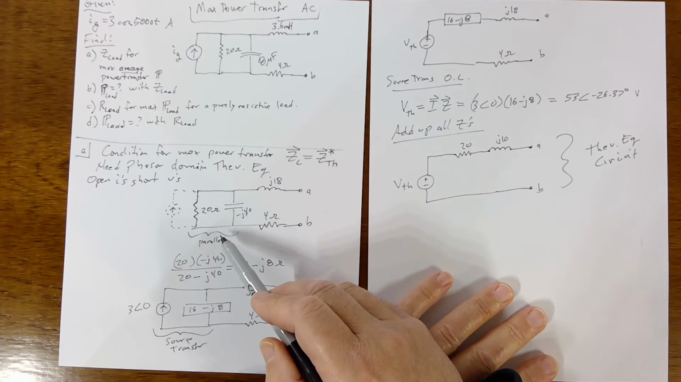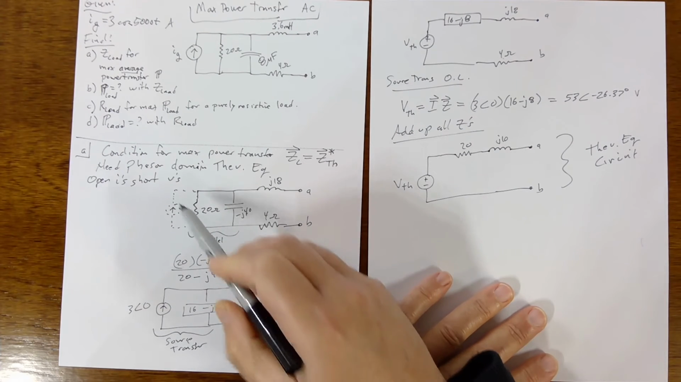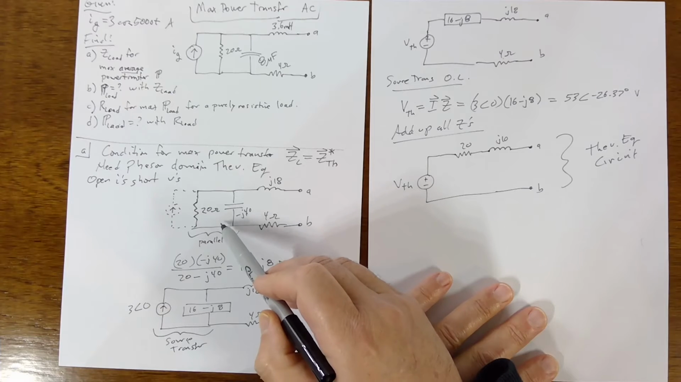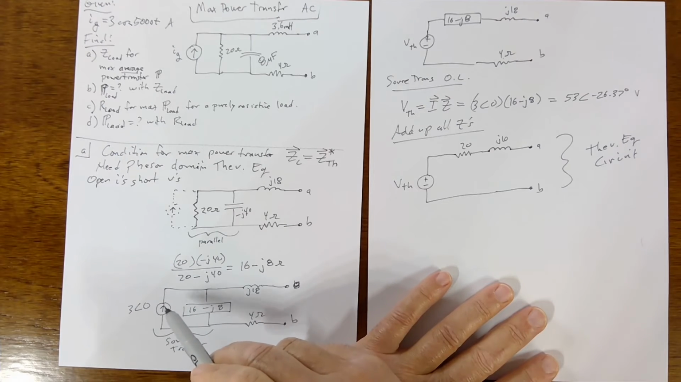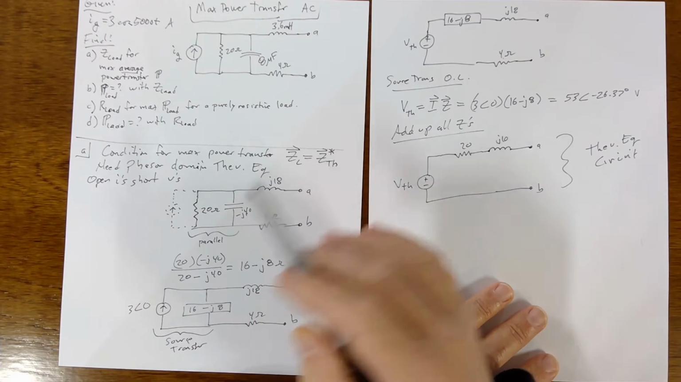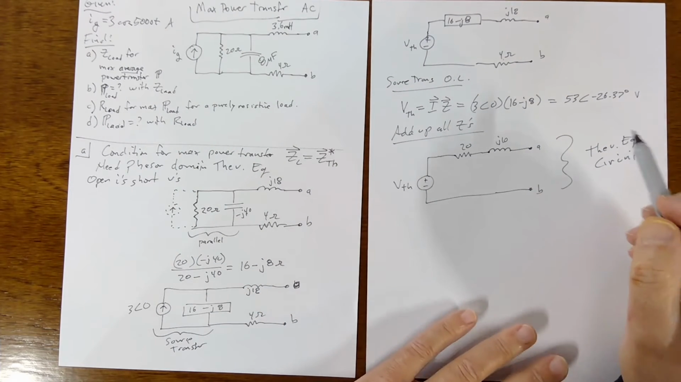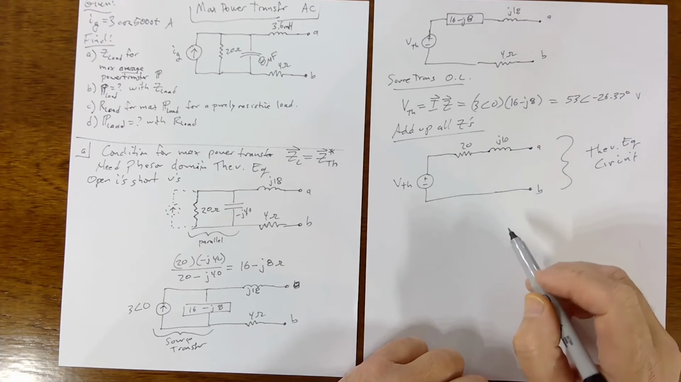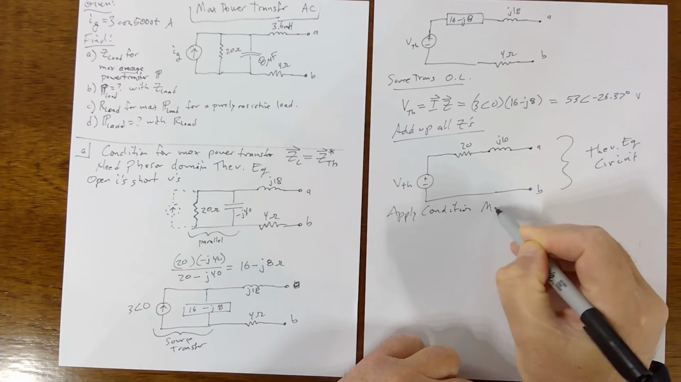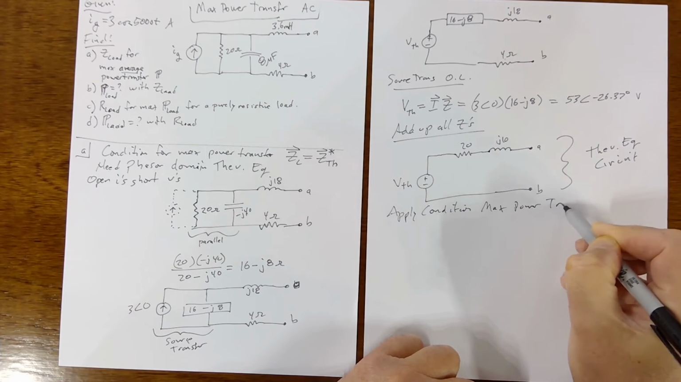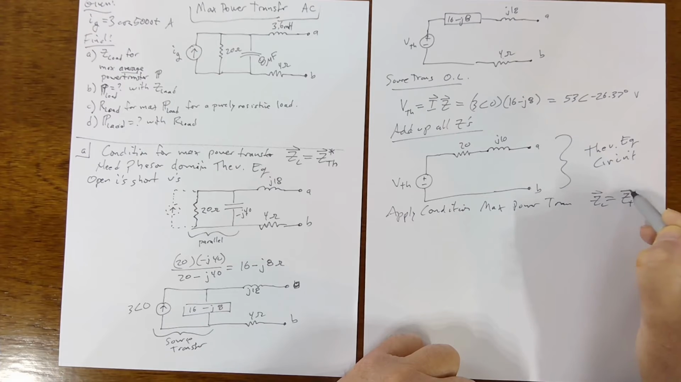Now, this source transform was an opportunity to do a little trick, but if we hadn't done that and had just kept this open I thing, then we would have combined these three elements to get the Z Thevenin, but then we'd still need to calculate V Thevenin by some other method, voltage division, or some other few steps, which is good, but just another way to do it. Anyway, now we have the Thevenin equivalent, so we can apply our condition for max power transfer, which is that the Z of the load is the Z Thevenin conjugate.